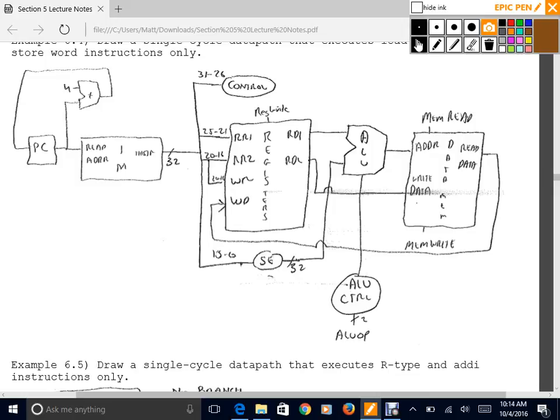Where does read data 1 go? Read data 1, very simple, always to the ALU. What's my second input to the ALU?